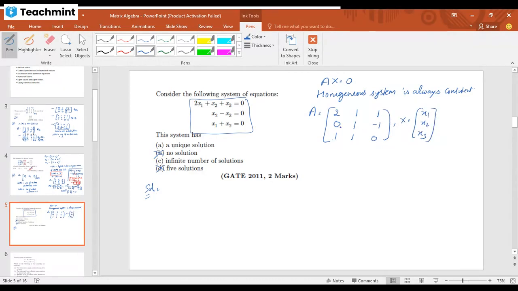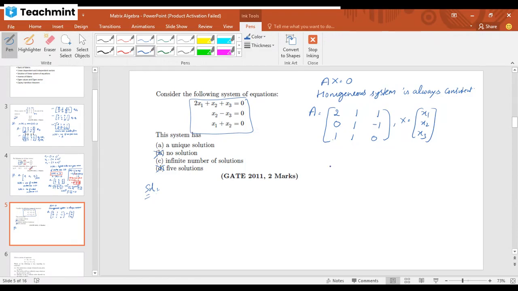So you can see here if we multiply, 2x1 plus x2 plus x3 is equal to 0 is the first equation. 0x1 plus x2 minus x3 is the second equation. x1 plus x2 plus 0x3 equal to 0 is the third equation.